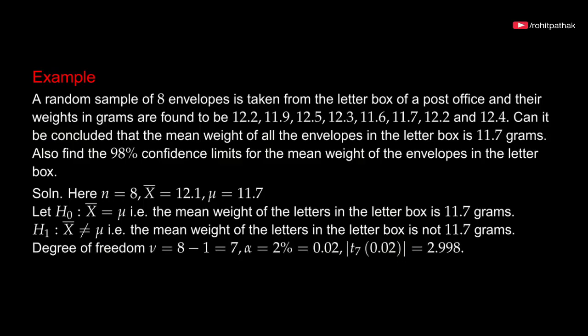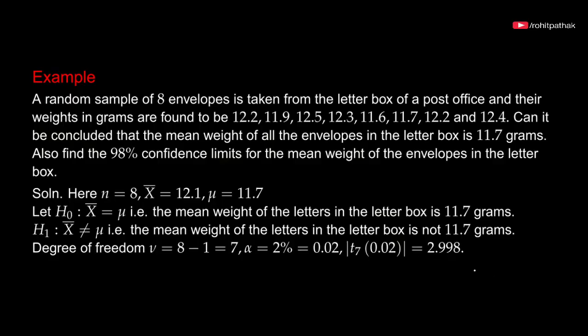Here degree of freedom is 8 minus 1 equals 7. Alpha equals 2% level of significance, because a 98% confidence interval has been given. And here we have to use a two-tailed test. So we note down the critical value of t at 7 degrees of freedom at level of significance 2%, which is 2.998.